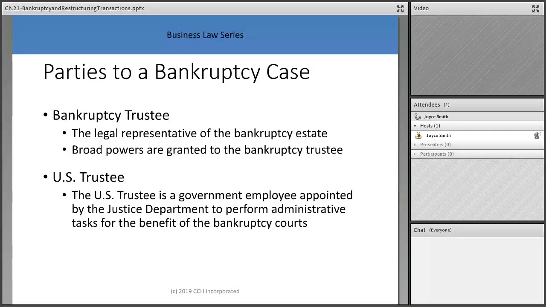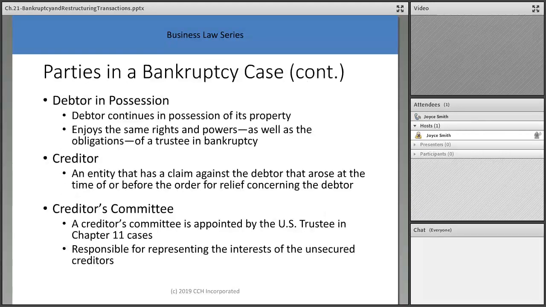Bankruptcy trustees are the legal representatives of the bankrupt estate. Broad powers are granted to this person. They actually go to the court hearings. The U.S. trustee is the government employee appointed by the Justice Department to perform administrative tasks for the benefit of the bankruptcy courts. So if you go into bankruptcy court, you see these people all there in the court session. And their attorneys, that's all they deal with is bankruptcy. That's their specialty, because it's such a big part of the legal business.